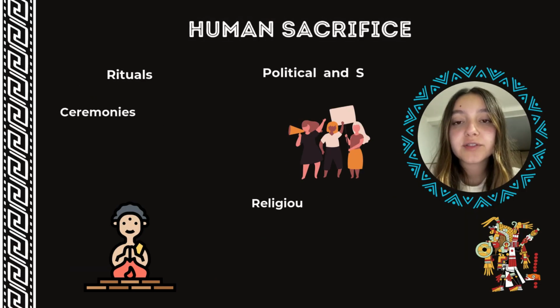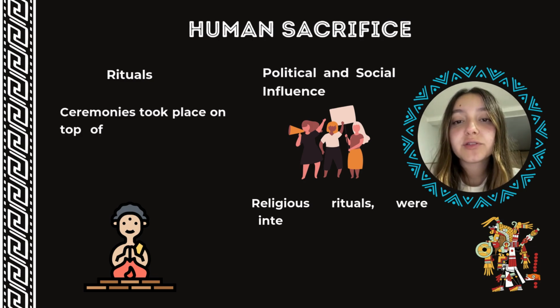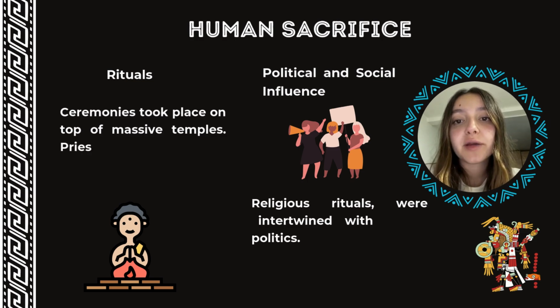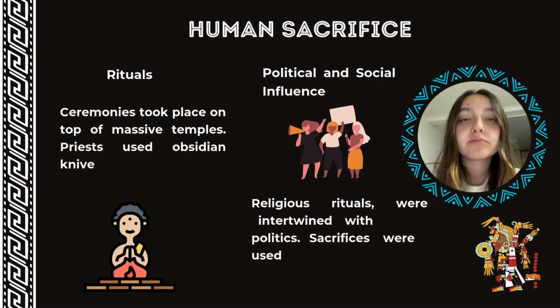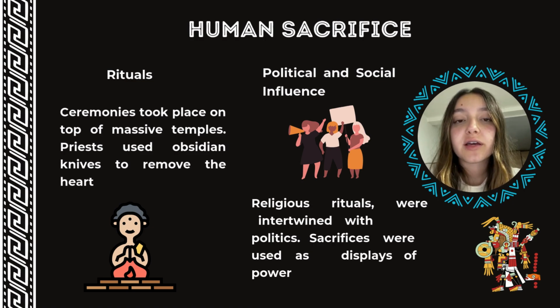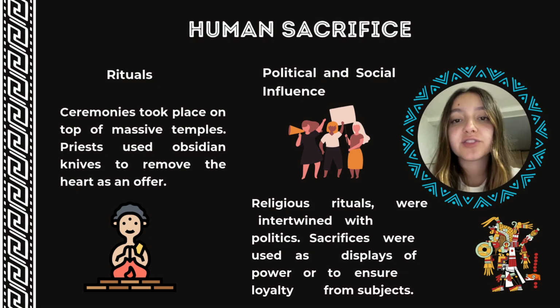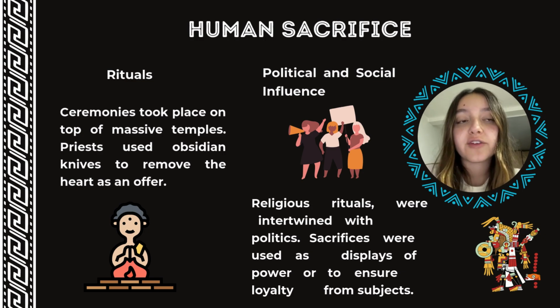Okay, so now I'm going to explain a little more about how they performed the rituals. The ceremonies took place on top of massive temples like the Templo Mayor in Tenochtitlan, and there priests used obsidian knives to remove the heart, which was then offered to the gods. Also, we found out that bodies were sometimes thrown down the temple steps. Not in all the rituals, but it was supposed to be common.